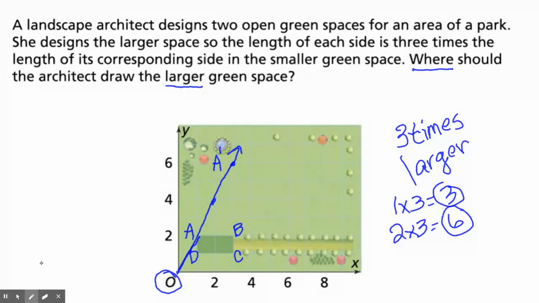And then I can just follow my scale factor. I can use my scale factor to draw a new image. So I knew it was 3 down, 1, 2, 3, 4, 5, 6 across.